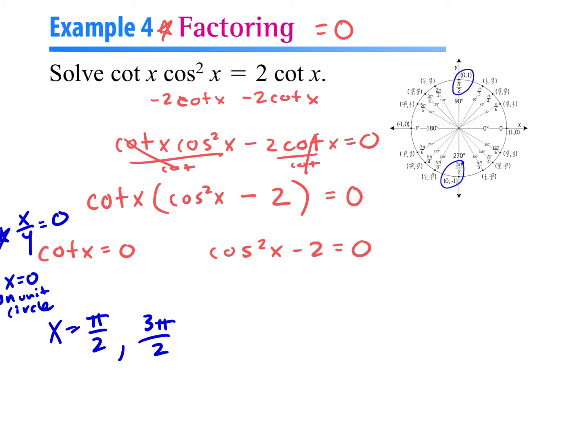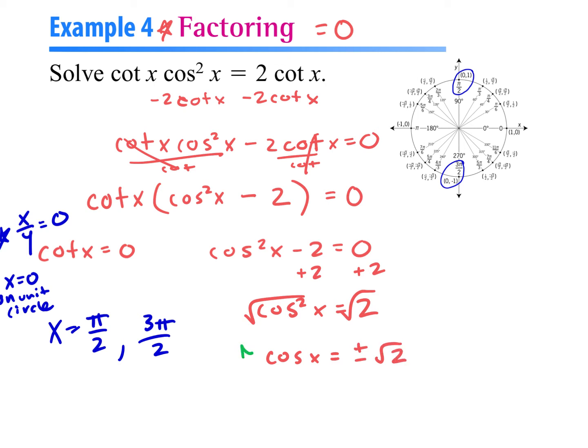So what do I do first for cosine squared minus 2? Add 2. I need to isolate my variable just like I did before. So cosine squared is equal to 2. Then what should I do? Take the square root. So cosine of x is equal to plus or minus square root 2.